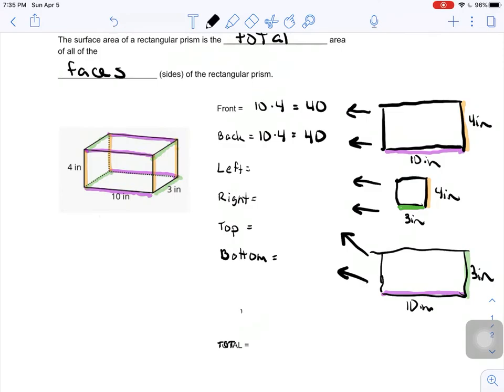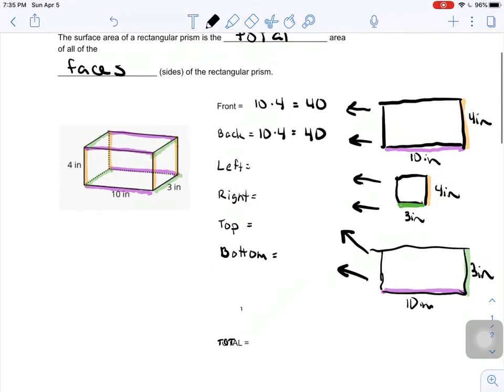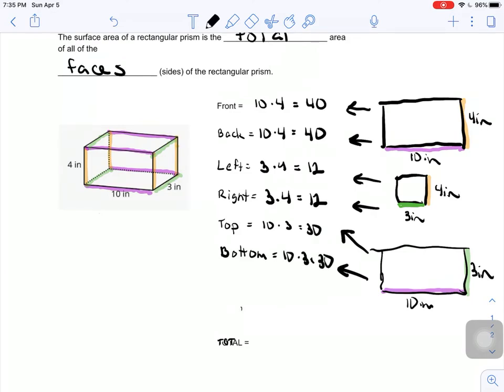Now we're going to do the left and the right. The left and the right are both 3 by 4, so length times width is going to be 3 times 4, which is 12, and then the right side is going to be exactly the same because it's the same size as the left. So the left and the right each have an area of 12. Now we have to do the top and the bottom of the box. So the top and the bottom of the box are 10 by 3. So if we find the area of that, 10 times 3 is 30, and the bottom of the box is the same size. So it's also going to be 30.